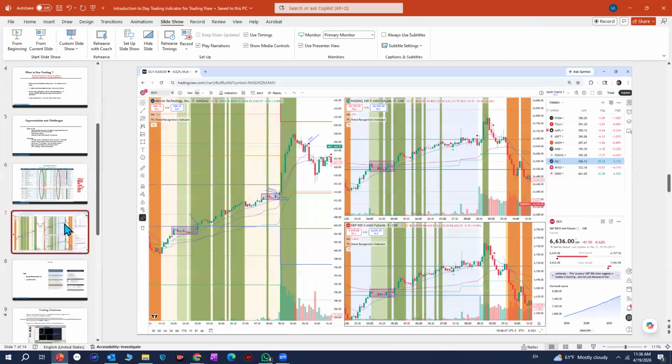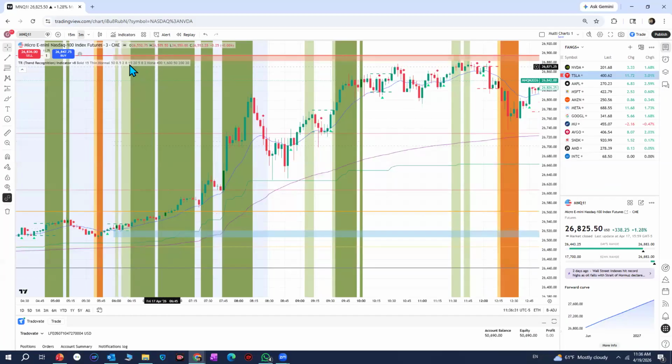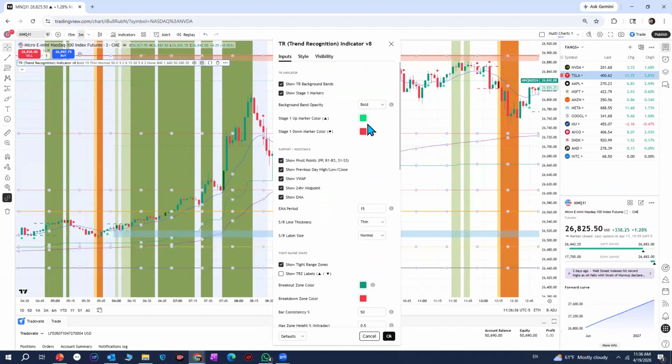So I hope I explained it, and you have a number of settings on the indicator itself. For example, you can go to the setting icon.